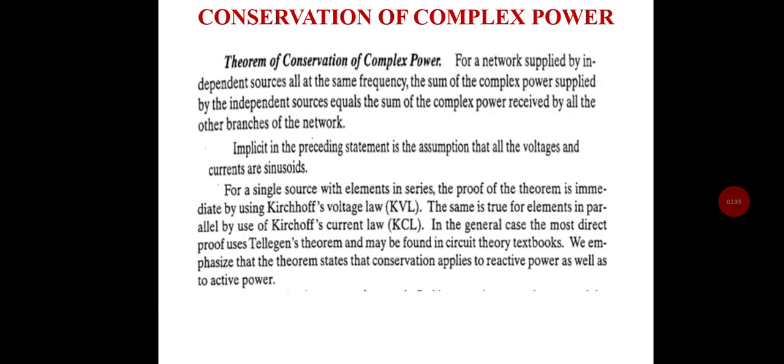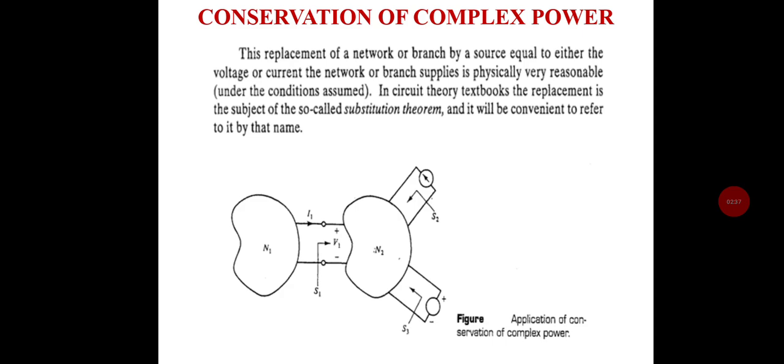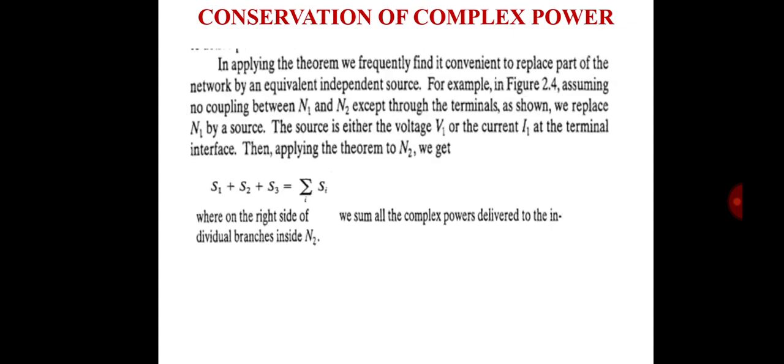We see the theorem in this diagram. In this diagram, we see the networks N1 and N2. N2 has three sources, S1, S2 and S3. So here S is equal to S1 plus S2 plus S3 because of conservation of complex power.